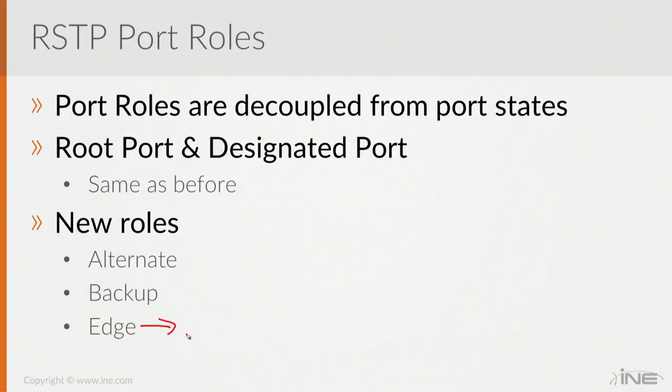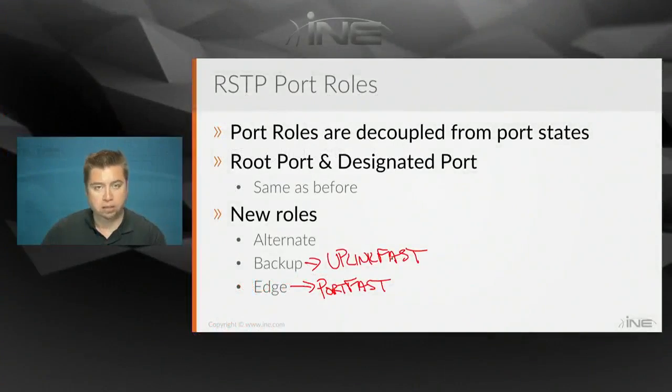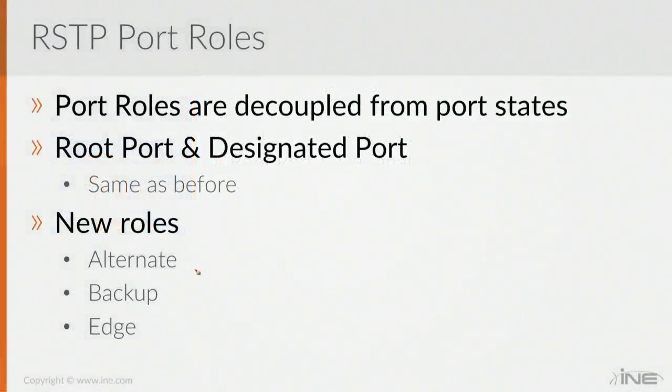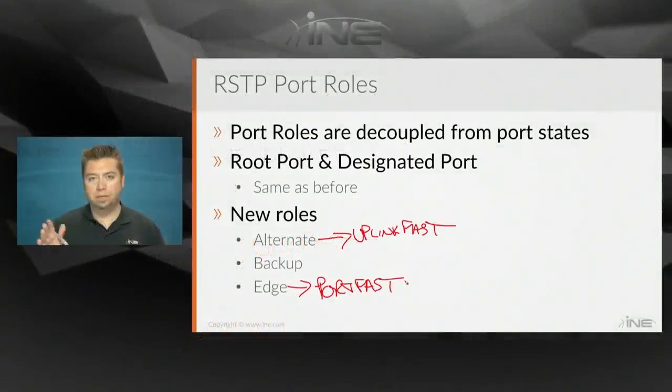Edge, as we talked about before, is the equivalent of a PortFast port. The alternate port is the equivalent of UplinkFast. Okay, edge is the equivalent again of PortFast. So alternate is going to be an upstream-facing interface going towards the root bridge, but you're not currently using it. That is in the blocking state.